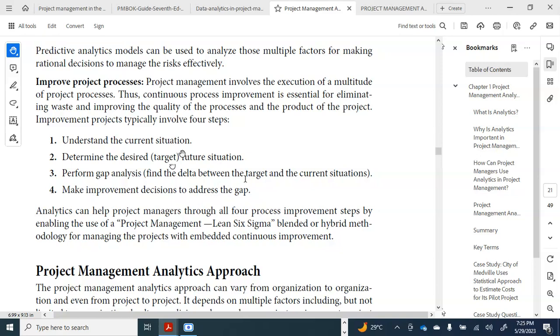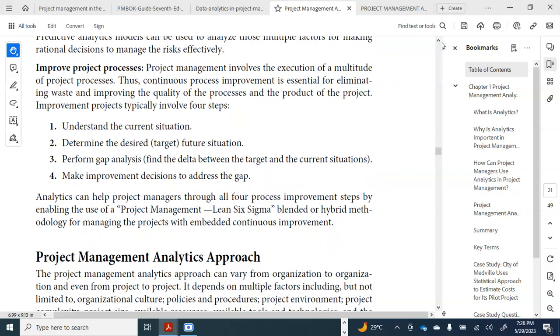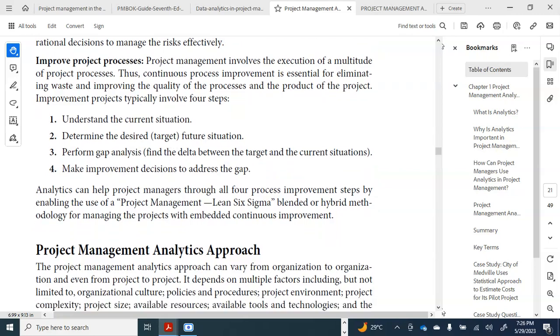So whatever you achieve each week, because most people prefer reporting weekly, but your site report can be coming on a daily basis, then you as the planner or coordinator can be reporting on a weekly basis based on what has been achieved. I don't know if you understand that. So that is that for that aspect. Then make improvement decision to address the gap.